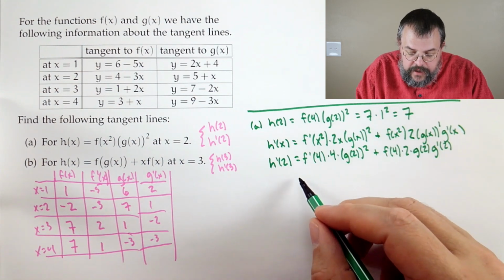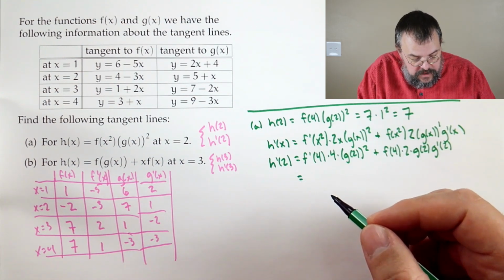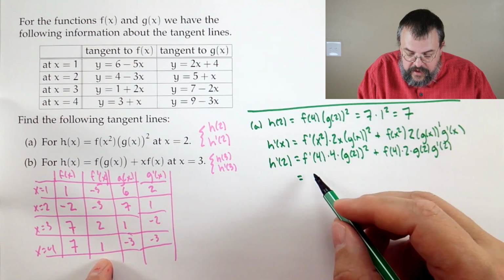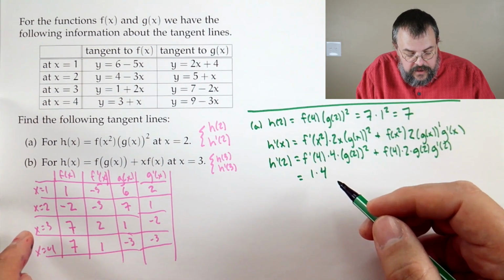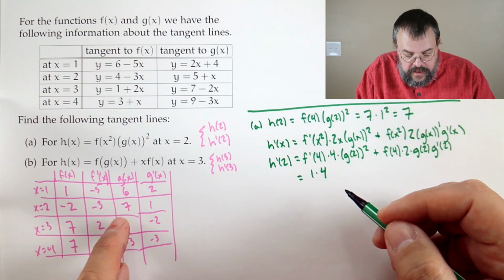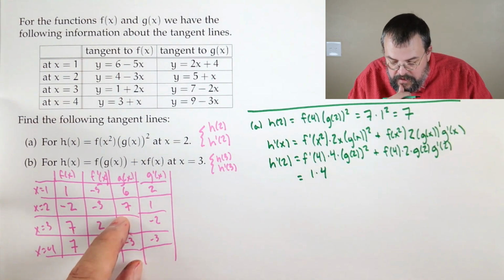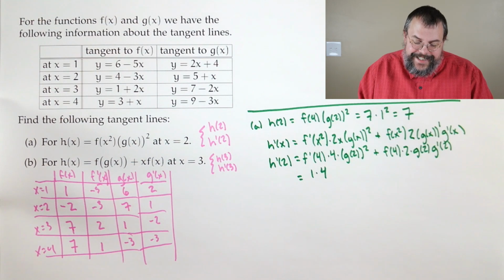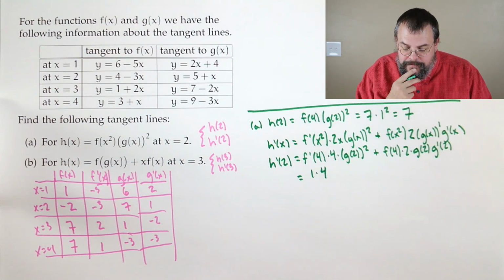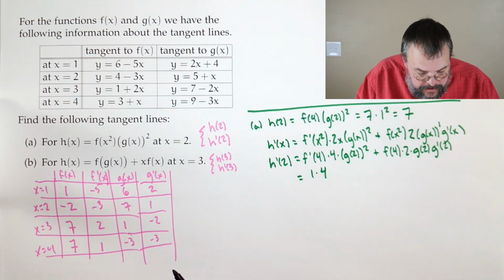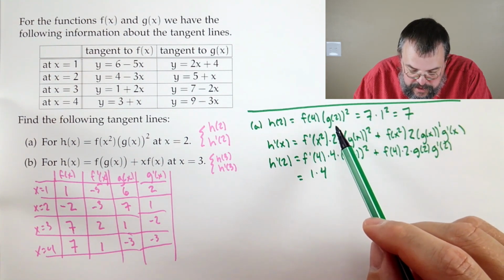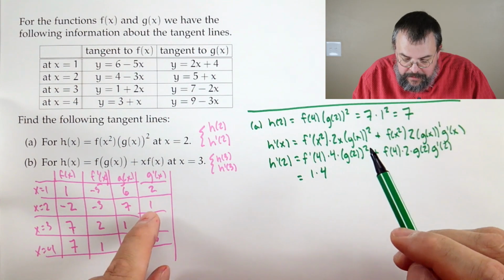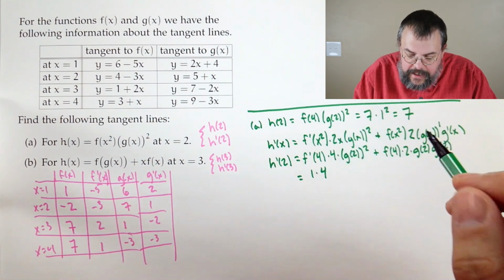f prime of 4 is 1. Oh, that's nice. Times 4. g of 2 is 7. Really? Wait, am I reading that right? Oh, did I make a mistake here? I made a mistake up here. I put in g prime of 2, not g of 2. That's okay.